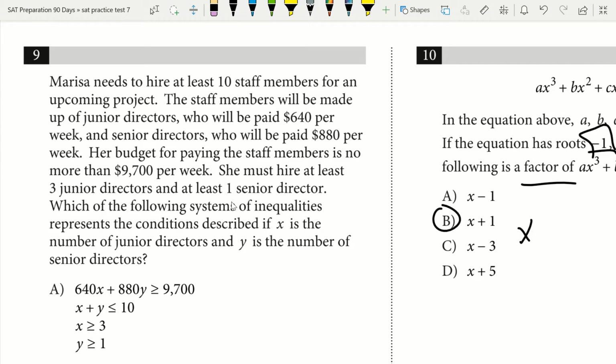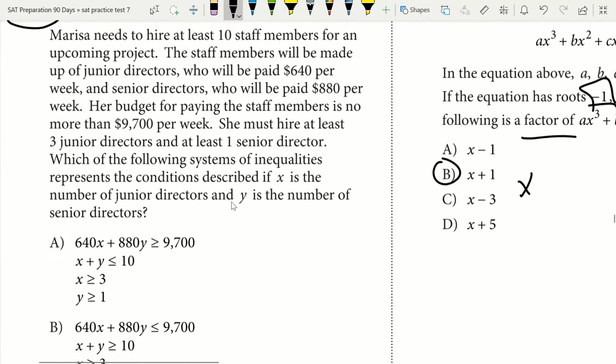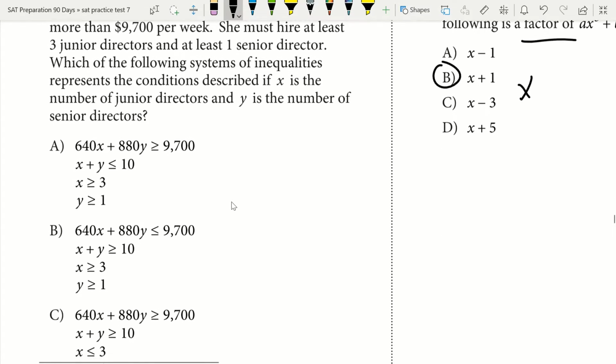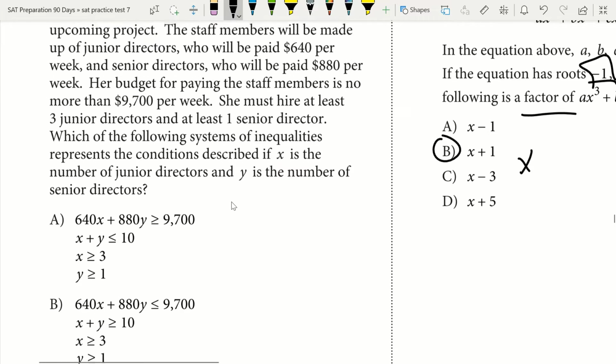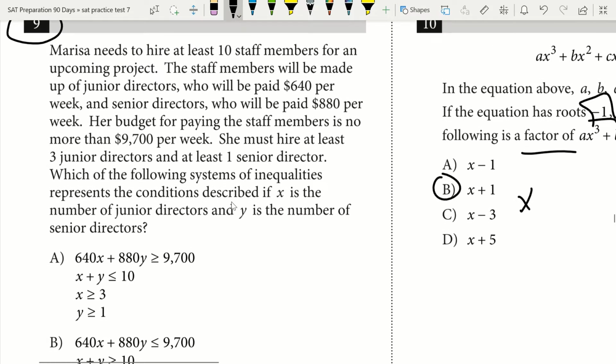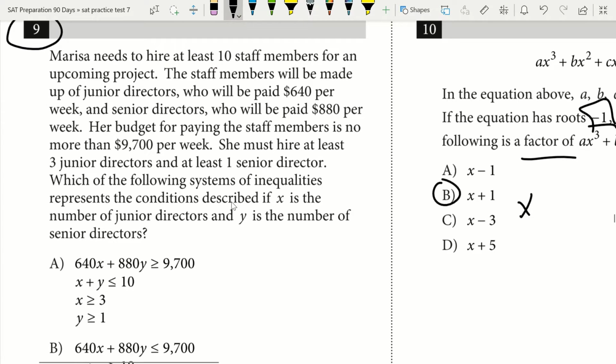So we have SAT practice test 7, and we're going to be dealing with question 9. So what I want to show you here is when I deal with question 9, as I go through it, one thing I immediately recognize just by glancing at the answer choices is that I'm going to have to set up a system of inequalities that would be used to solve this problem. Now, I don't actually have to solve the problem, I just have to find the correct system of inequalities that would be able to solve this problem.